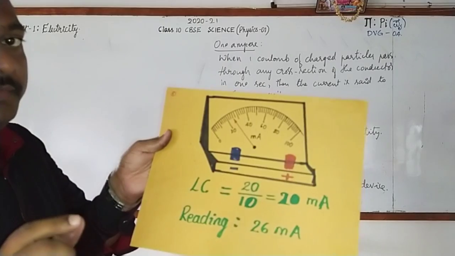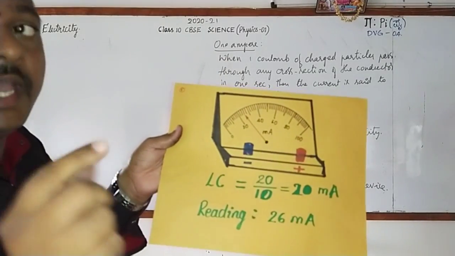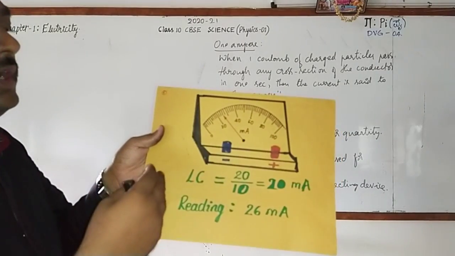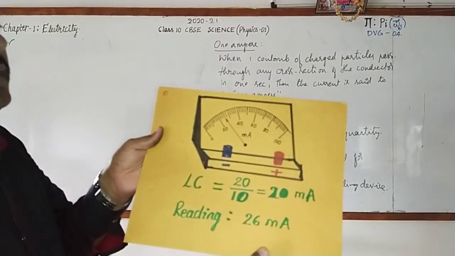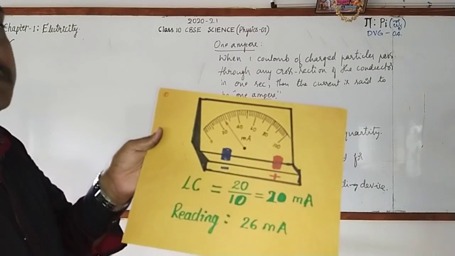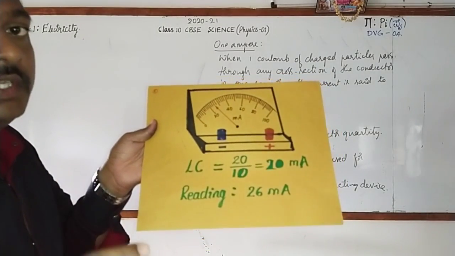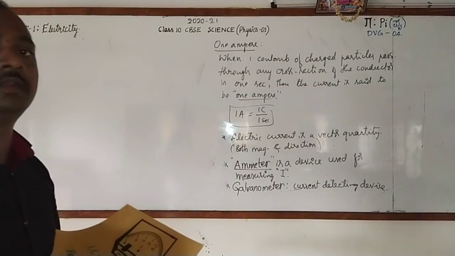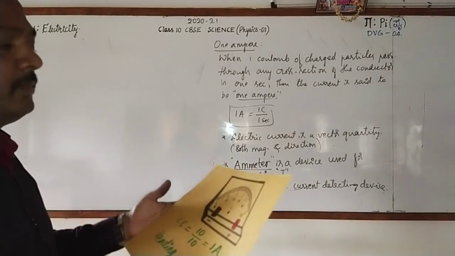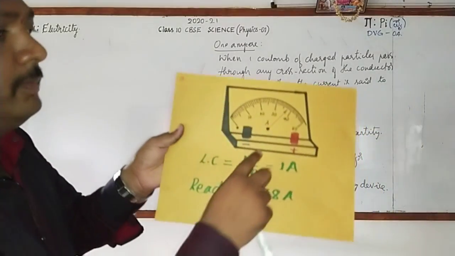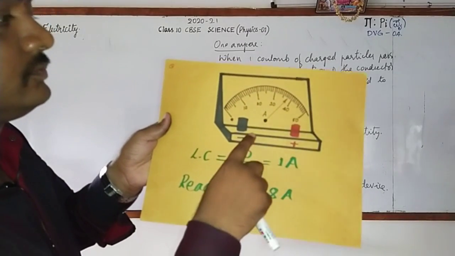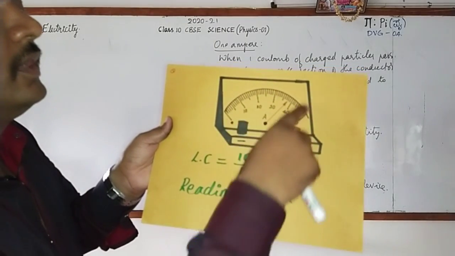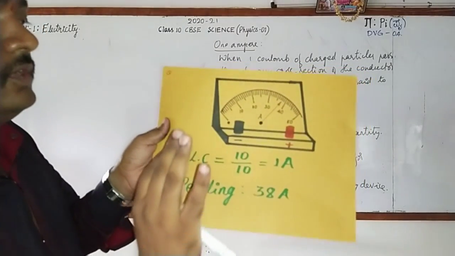Here I have written mA. mA means milliamps. When the current is small, the small amount of current can also be measured by using a device called ammeter in terms of milliamps. Milli means how much? It is 10 raised to the power minus 3. Likewise, microampere. Micro means 10 raised to the power minus 6. Here again, one more ammeter device is there. You can notice that here current is measured in terms of just amps.